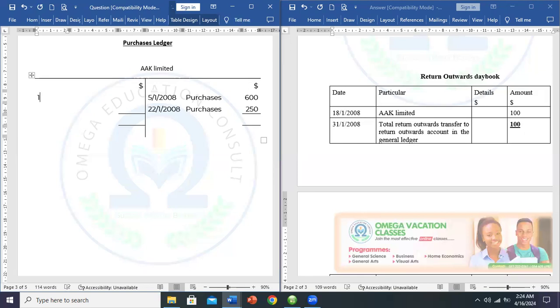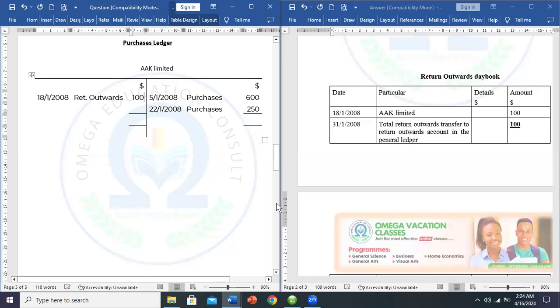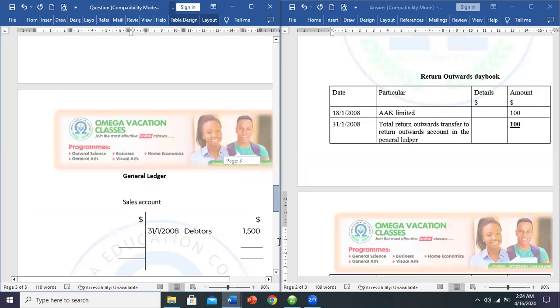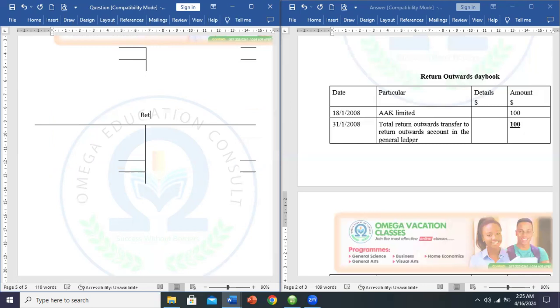So 18 January 2008, return outwards, 100. Then we post the total to the return outwards account in the general ledger, and we'll be done with the requirement of the question. So my return outwards account, final account, return out.